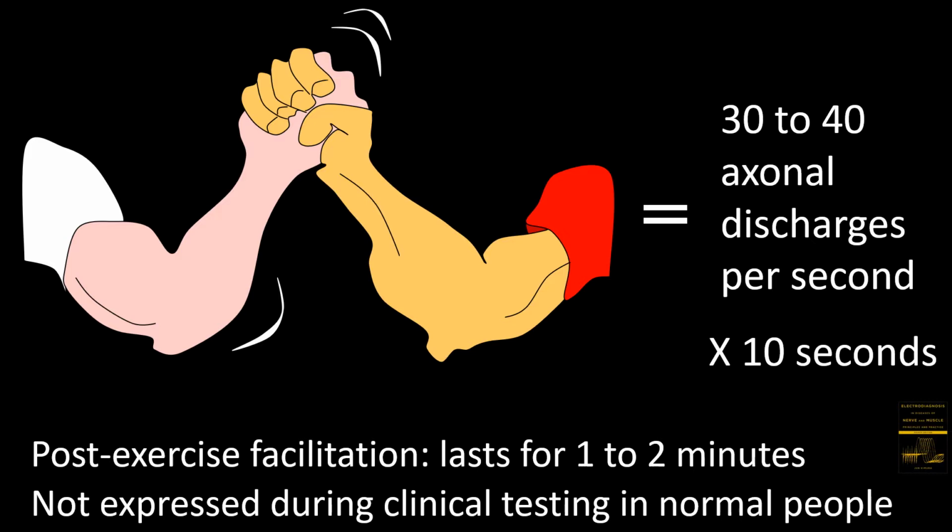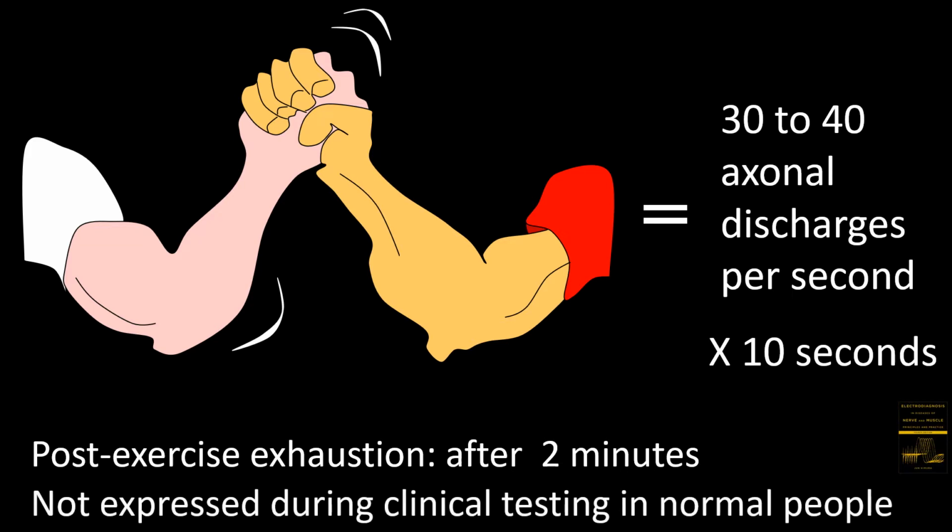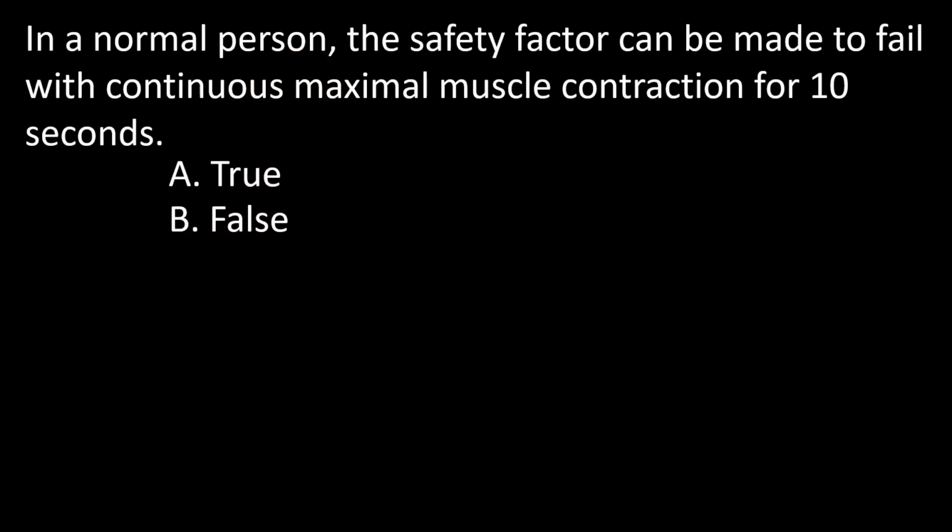This phenomenon does not alter the result of repetitive nerve stimulation testing in normal adults. Post-exercise exhaustion will occur 2 minutes after 10 seconds of maximal exercise. At this time, though, through a not well understood process, the release of acetylcholine following subsequent stimulation falls. But the fall is not enough not to be overcome by the safety factor in normal individuals. So the answer to this question is B.